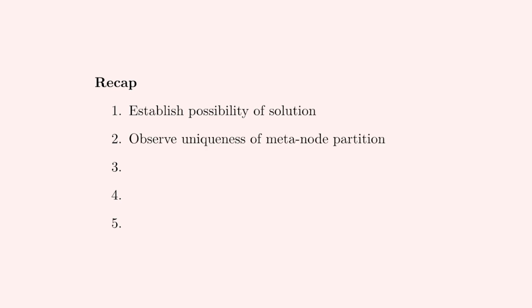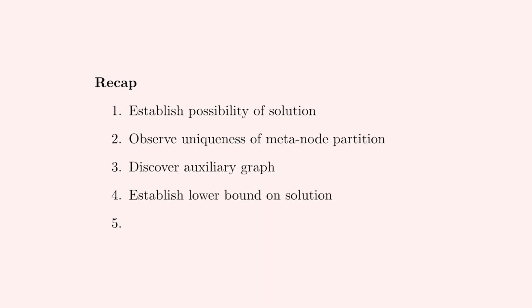Here's a quick recap. First, we determined when the solution even exists. This led us to the discovery of metanodes and the fact that the partition of the tree is unique. We then realized that among the metanodes, there is a natural relation that gives rise to a permutation graph. This permutation graph allows us to establish a lower bound, to which we then provided a constructive solution meeting that lower bound by greedily matching sisters. This verifies the correctness and optimality of our solution.